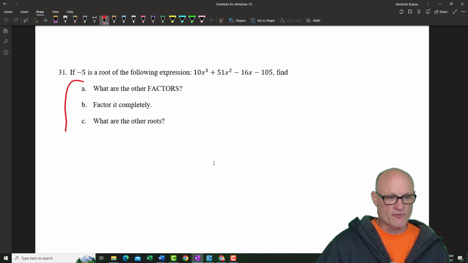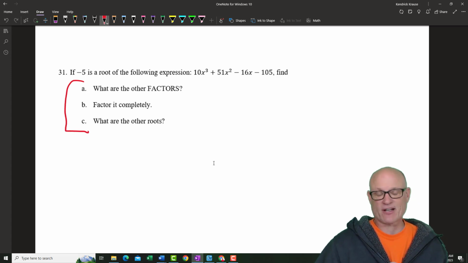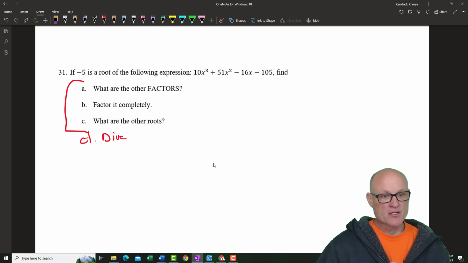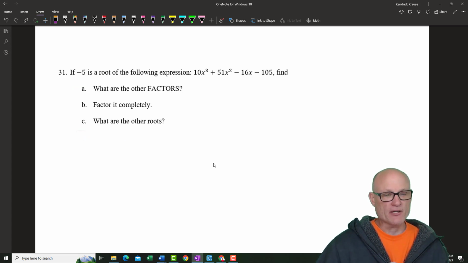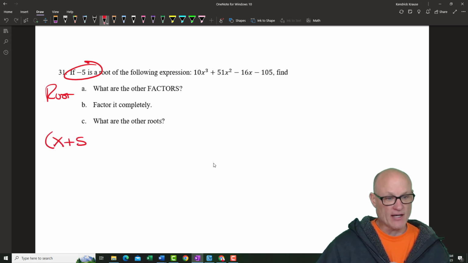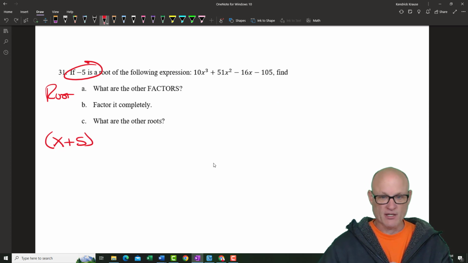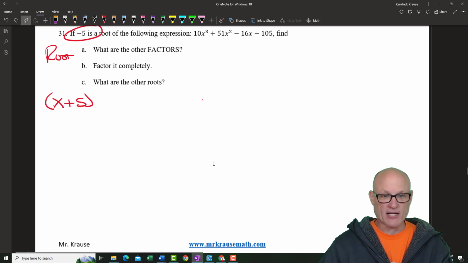Okay, so here's the way. I can ask you one of 3 questions. I can ask it one of any 4 ways. I'm going to do D as well, where it just says divide. I could just say divide or something like that. I'm not going to do that one. So, if -5 is the root, that means it came from a set of parentheses that was x plus 5. And that's what we're dividing by. So, all I'm really asking you to do is divide by x plus 5.